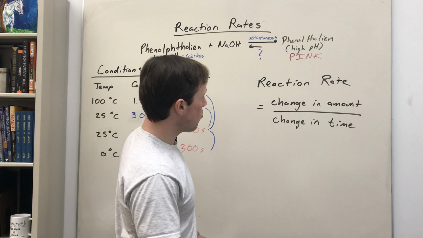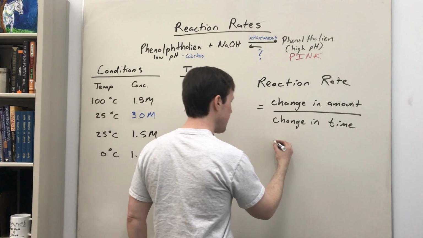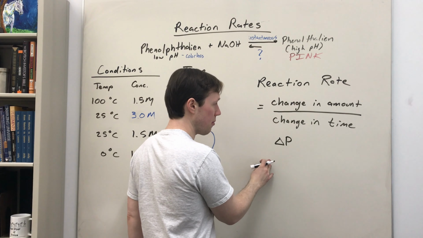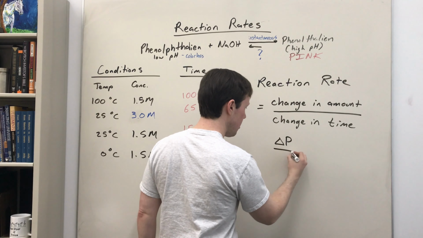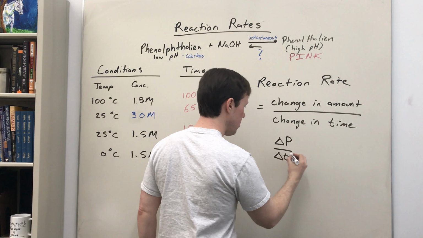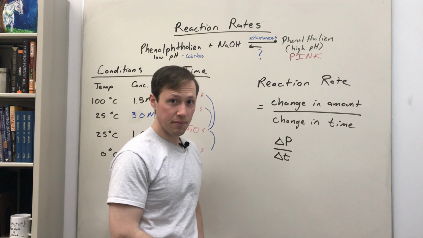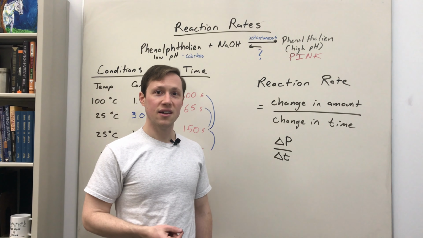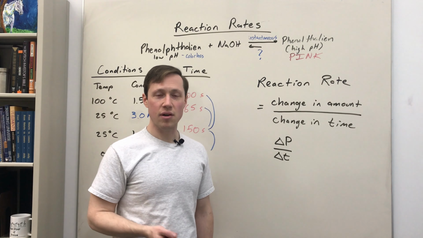Thus, we'll wind up writing out rates that look like some change in whatever we're measuring, pressure in this case, divided by a change in time. In the next example, we're going to look at how this might be done for a particular problem.